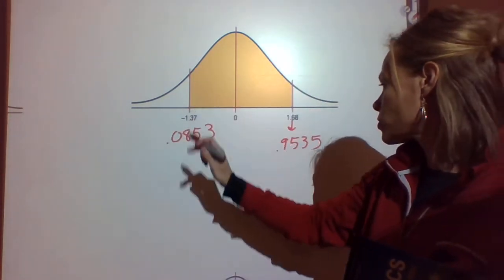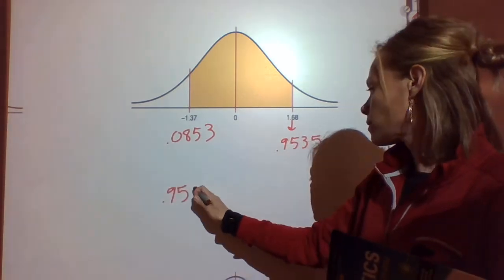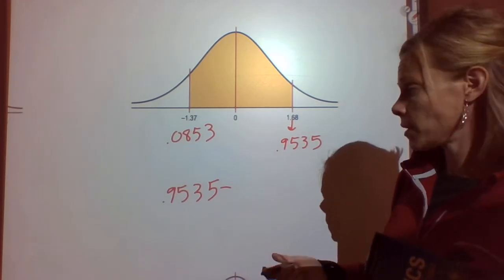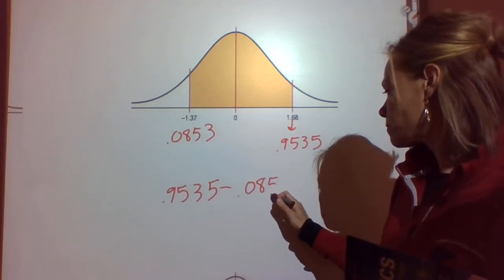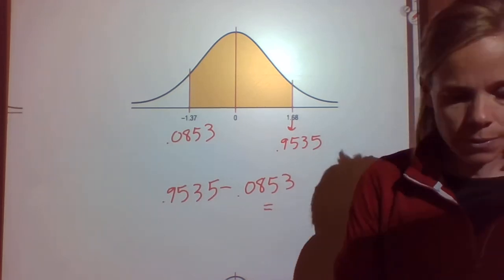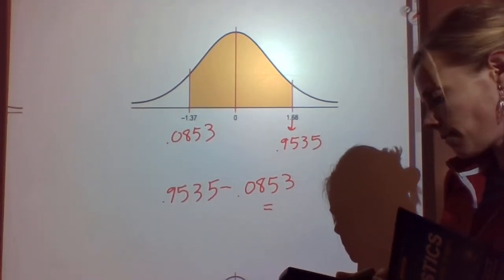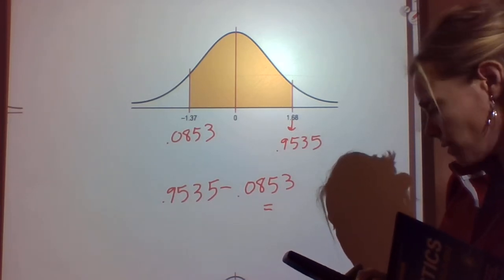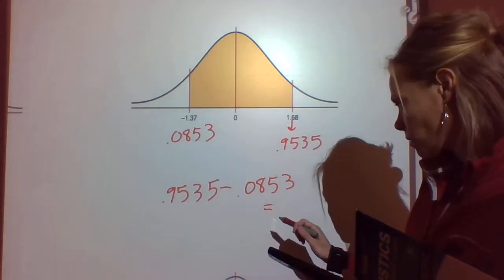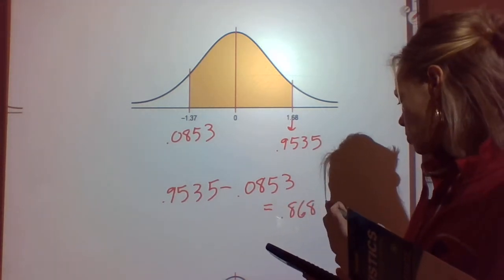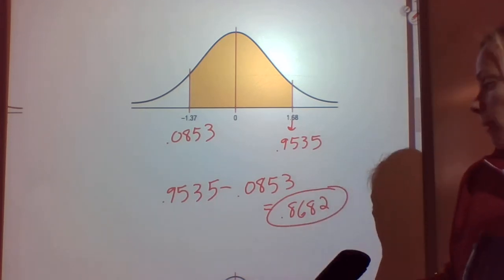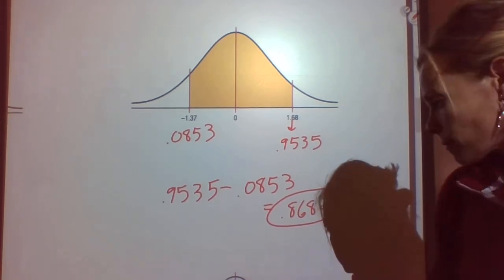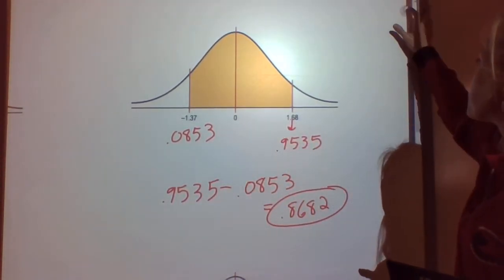And I take the larger minus the smaller. You can't really mix this around because then you get a negative probability. We can't have negative probabilities. And that equals what? 0.9535 minus 0.0853, 0.8682. And that looks about right, right? That looks about 86% of my shaded area there. Okay.